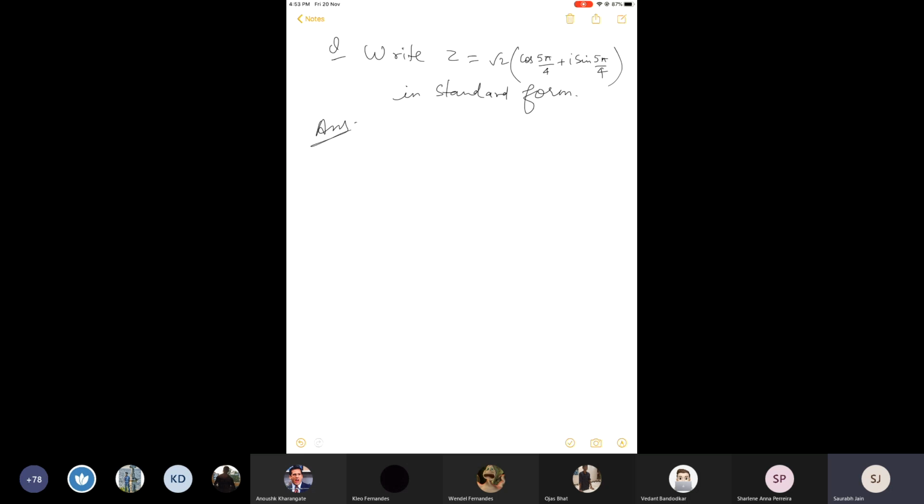What is the value of cos 5 pi by 4? Can anyone tell me? The value of cos 5 pi by 4. Minus 1 upon root 2. Yes, correct. Cos 5 pi by 4.